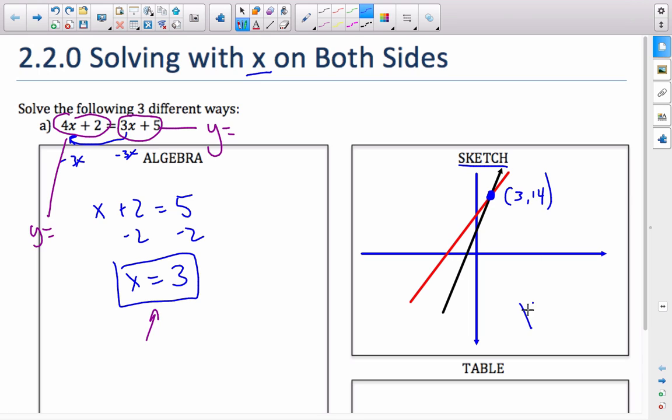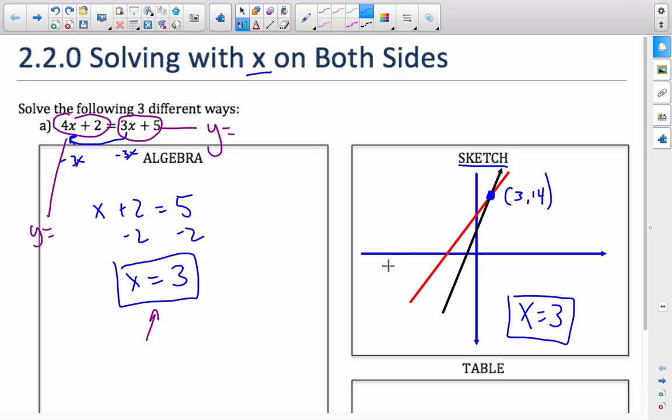And my solution is x is equal to 3. Just the x coordinate. That kind of makes sense too, because we just sort of invented those y's over there. In our original question, there were no y's there. Right, exactly.